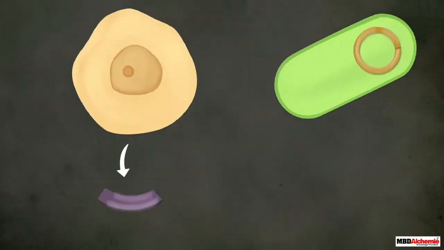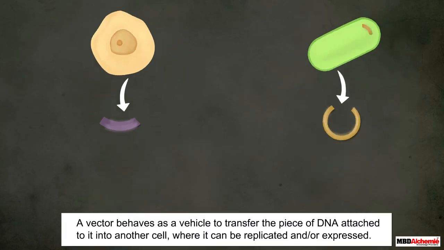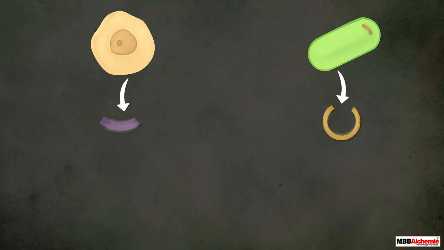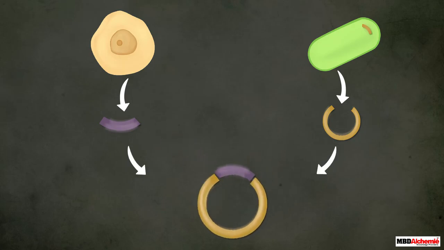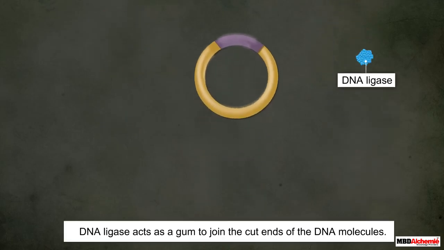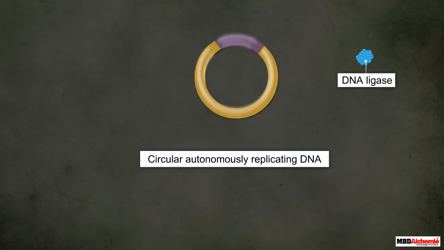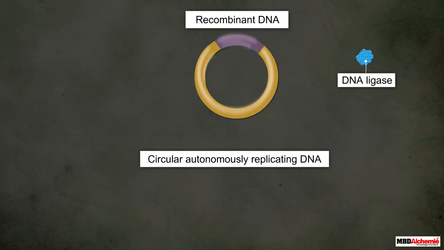The piece of DNA cut was then linked with the plasmid DNA. The plasmid DNA act as vectors. A vector behaves as a vehicle to transfer the piece of DNA attached to it into another cell where it can be replicated and/or expressed. The linking of fragment DNA with plasmid DNA was done with the help of another enzyme called DNA ligase. DNA ligase acts as a gum to join the cut ends of the DNA molecules. This results in a new combination of circular, autonomously replicating DNA. It is created in vitro and is known as recombinant DNA.